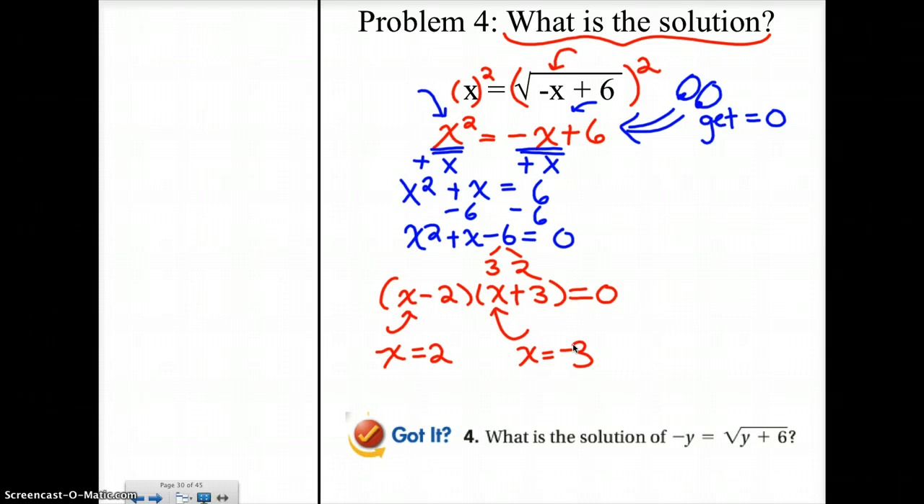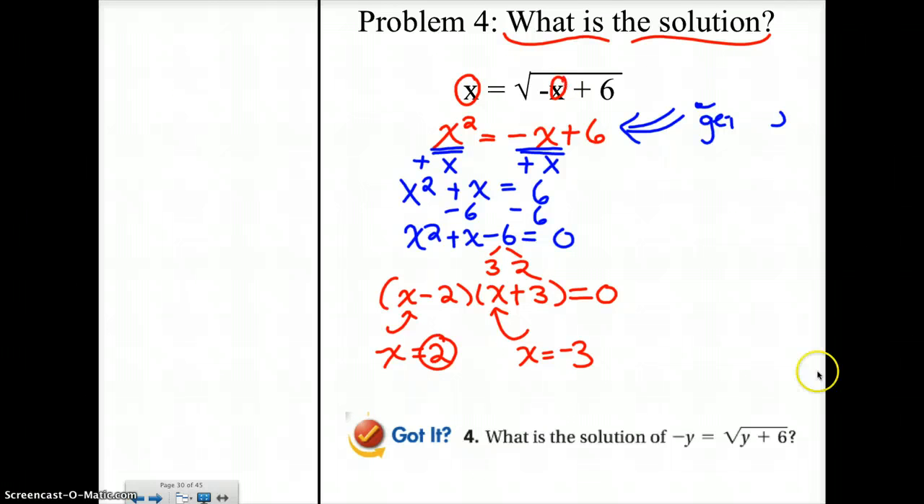And what I need to do is go back to my original and check these and make sure that they're both viable solutions. And how do I check them? I plug them back in. So what I'm going to do here is take that 2 and put it in for x right here and make sure it's valid. So we'll run a check. Is 2 equal to the square root of negative 2 plus 6? Well, indeed it is. 2 is equal to the square root of 4. So this one is a good, viable solution.